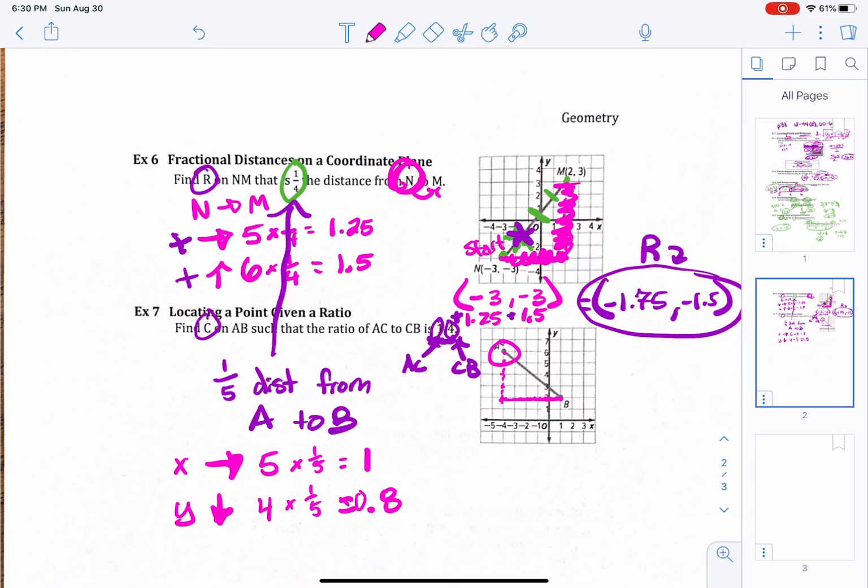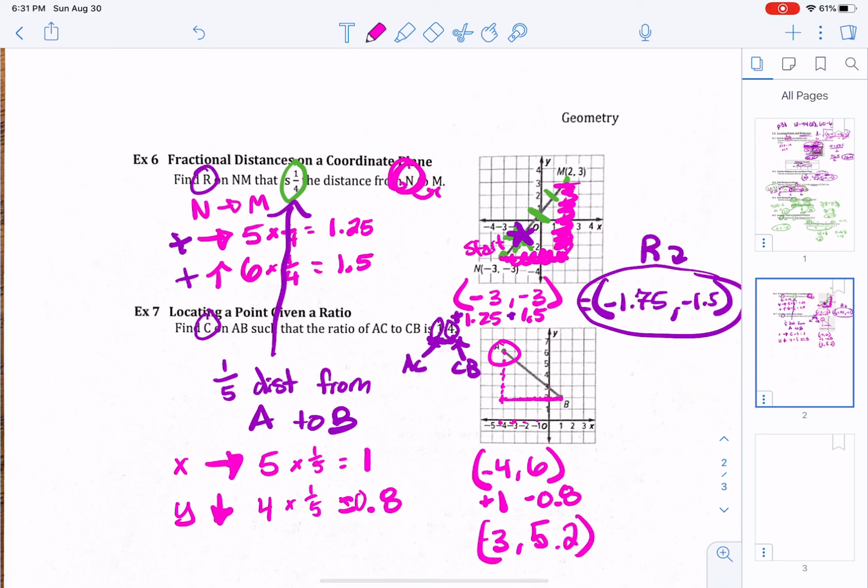So what I'm going to do is I'm going from A to B. So I'm going to start with the coordinates of A, which is at negative 4, 6, okay? And I'm going to the right one, so I'm adding 1, but I'm going down 0.8, so that means I'm going to subtract 0.8 from the y coordinate, okay? And that's going to give me my new points, so negative 4 plus 1 is negative 3. 6 minus 0.8 is going to be 5.2. Okay, so if I plot negative 3, 5.2, it is going to be right about there. And that's 1/5 of the distance from A to B.